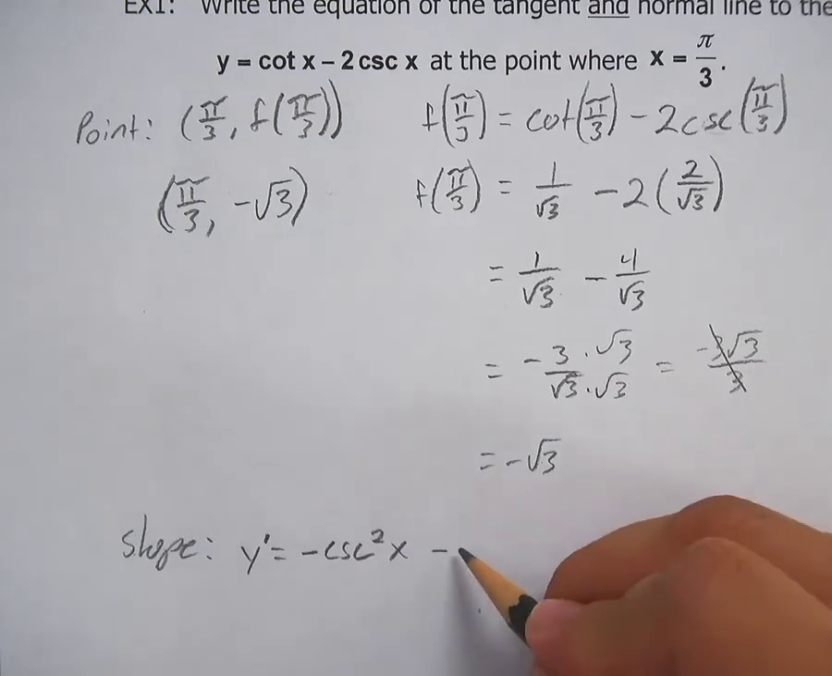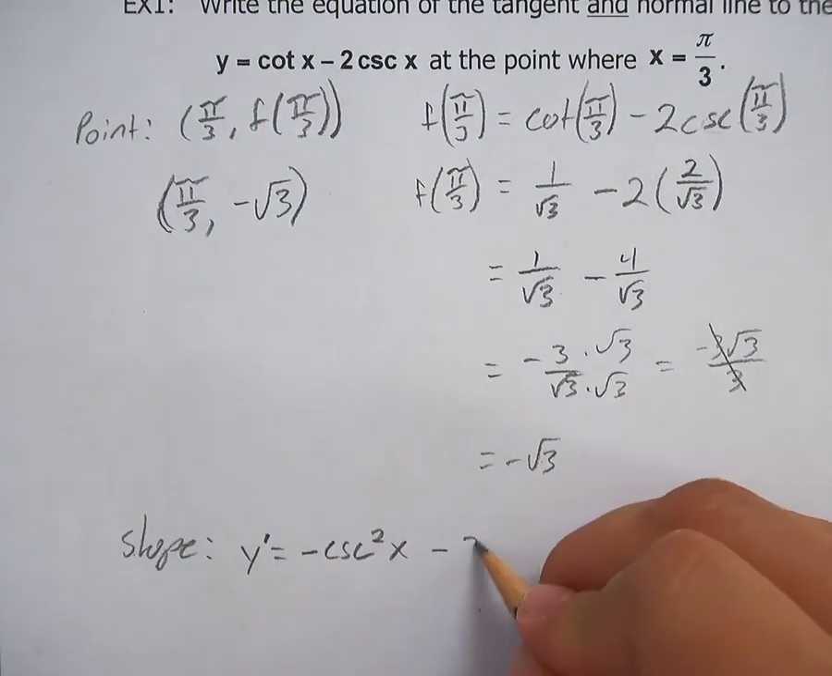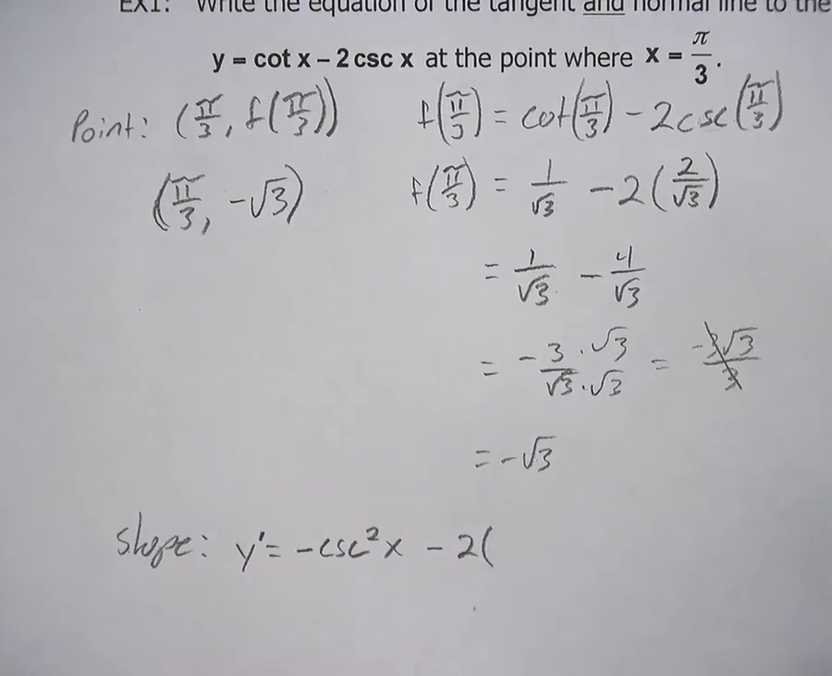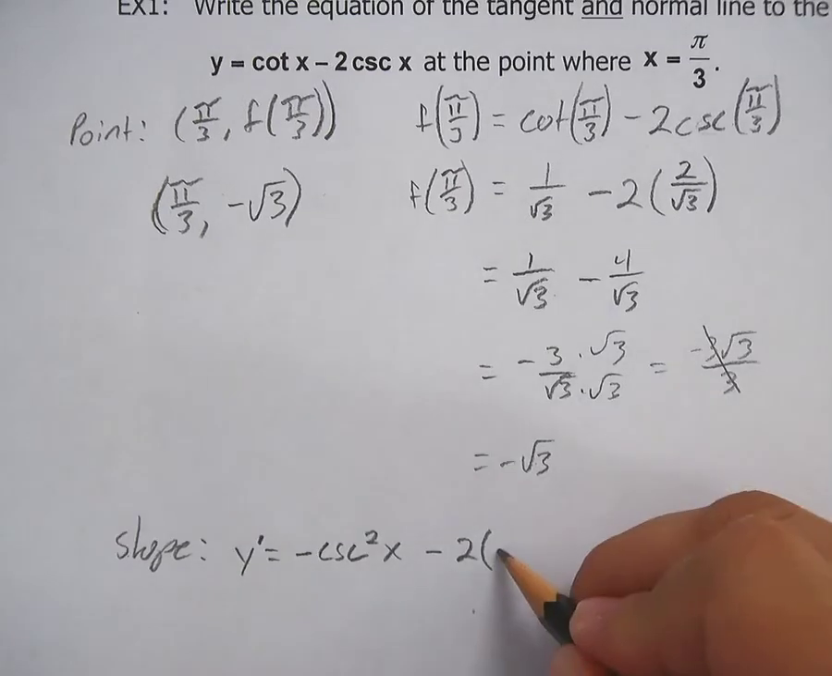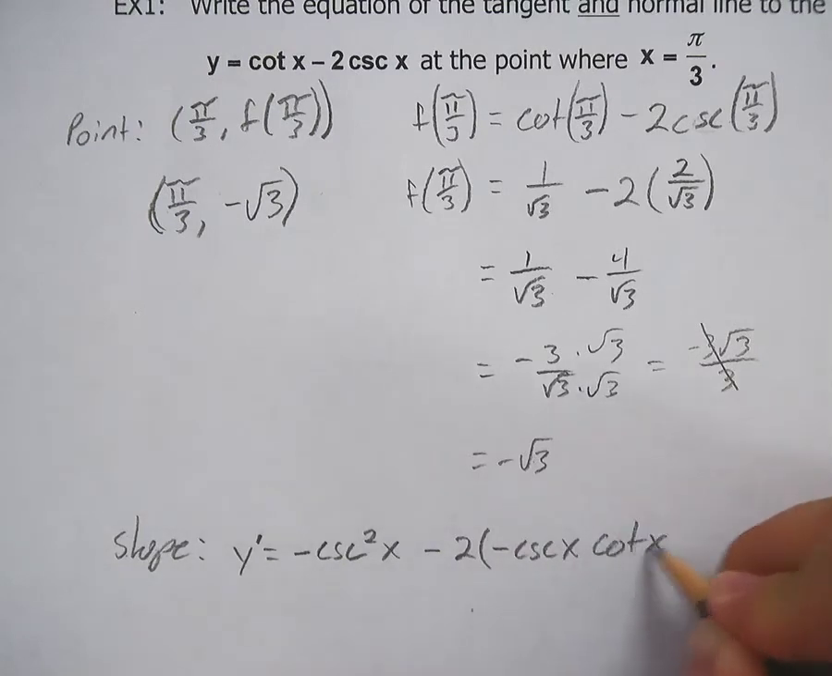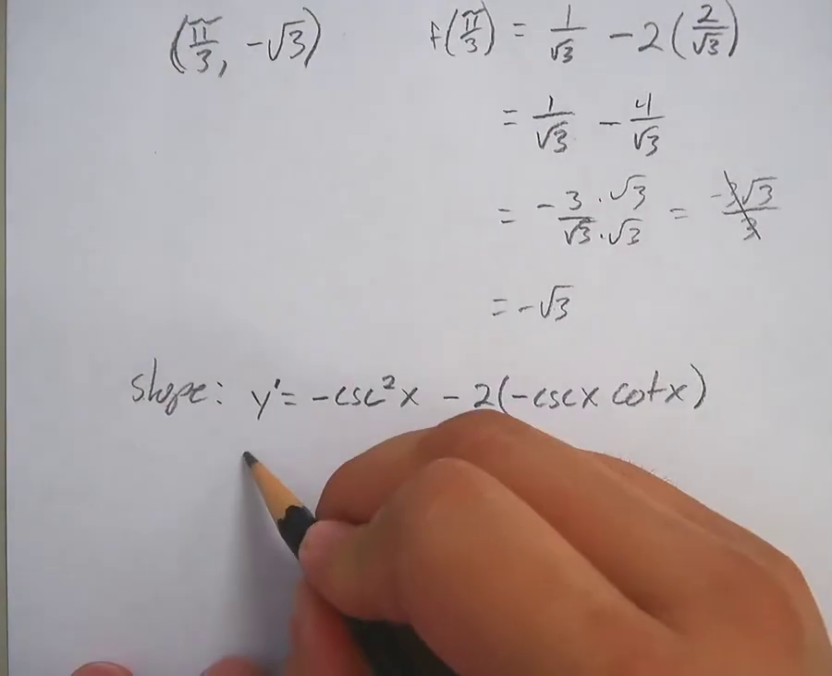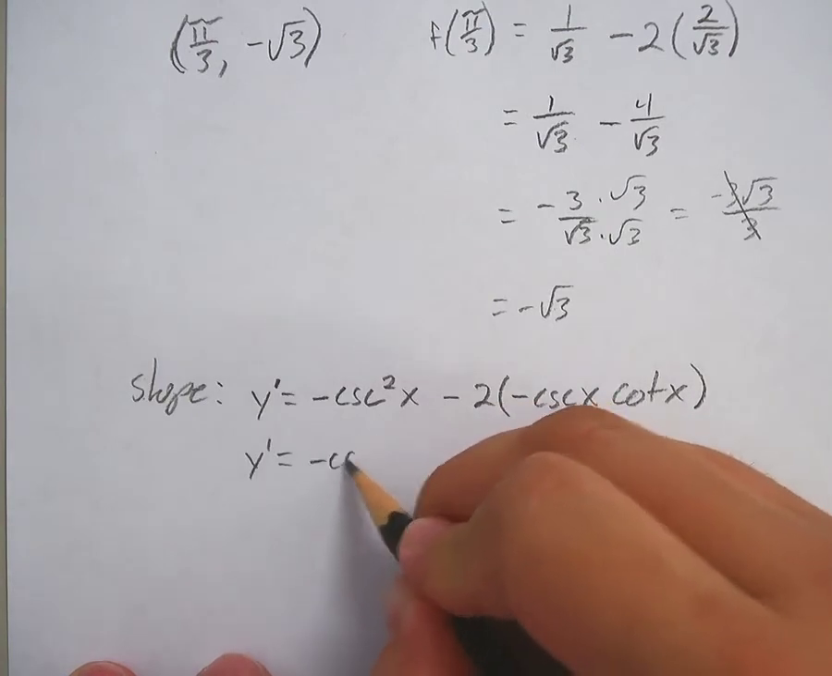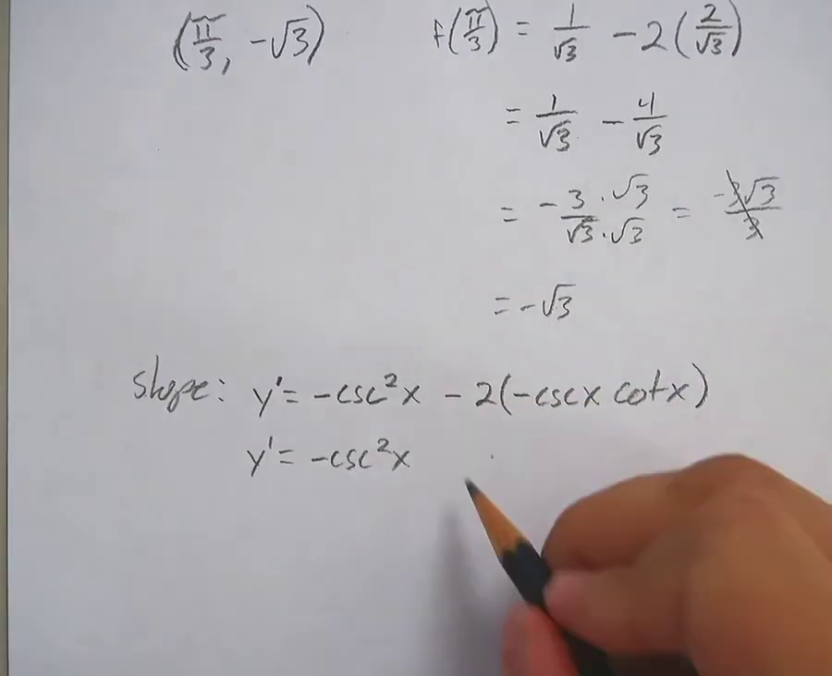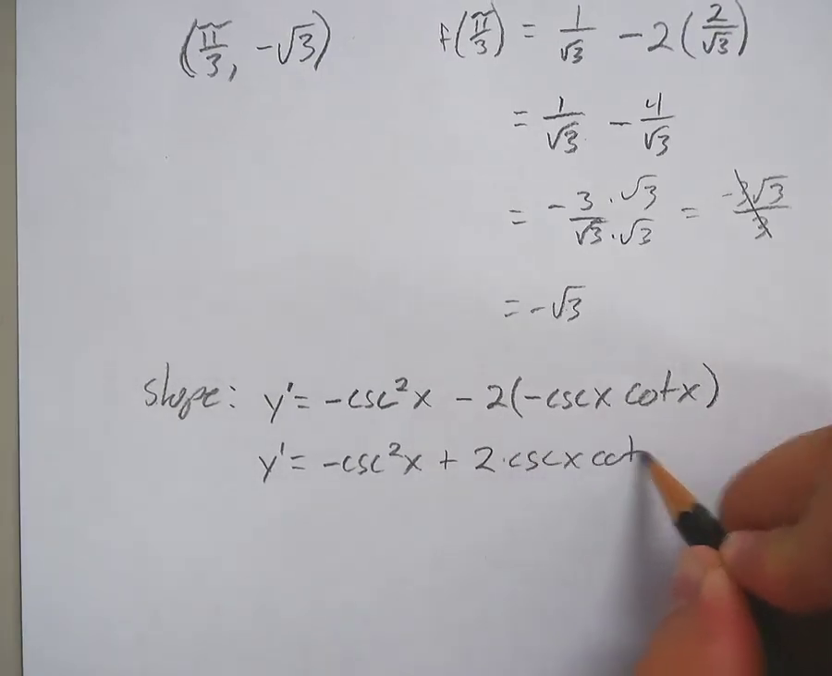and then it's minus, and remember we have a negative 2 here already, so let's go ahead and put that 2, and it's going to be times the derivative of cosecant x. Now the derivative of cosecant x, from looking at number 27 over at my derivative notes here, is going to be negative cosecant x cotangent x. So just to simplify that a tick, y prime is negative cosecant squared x plus 2 cosecant x cotangent x.